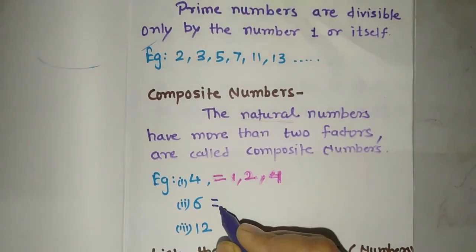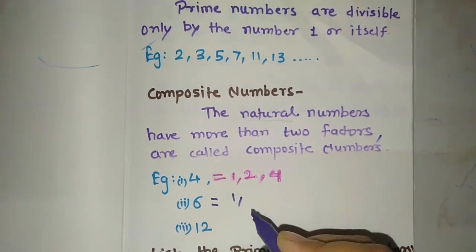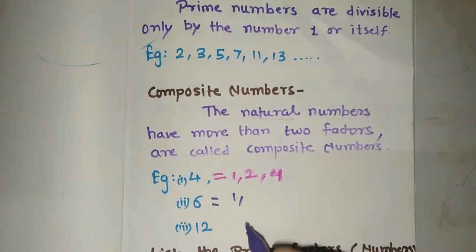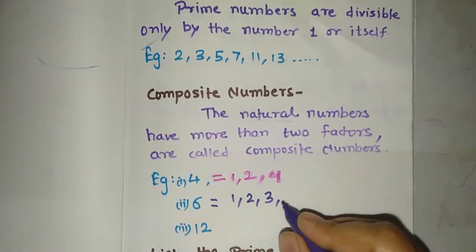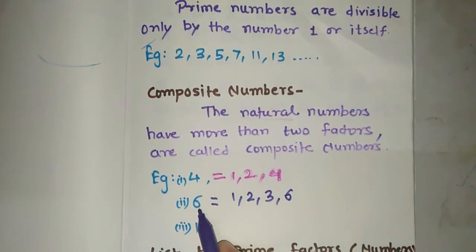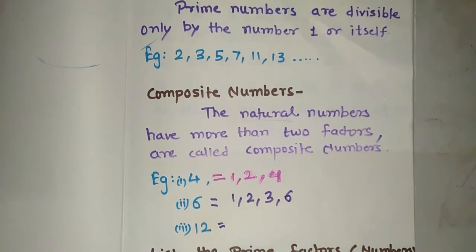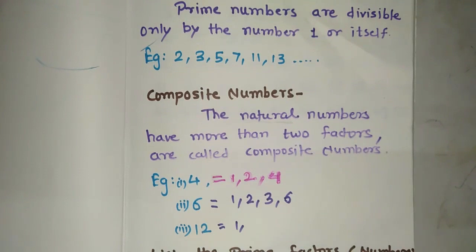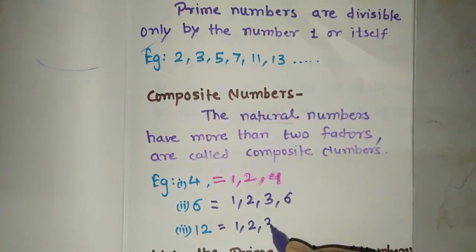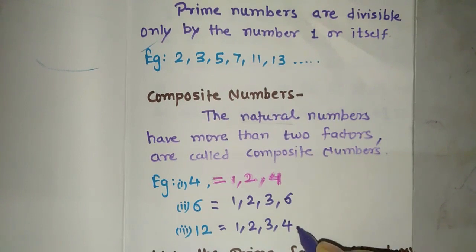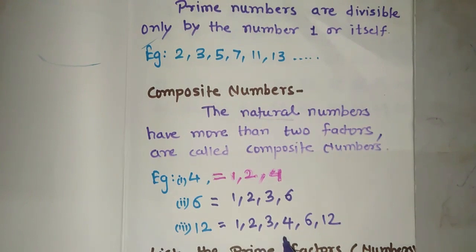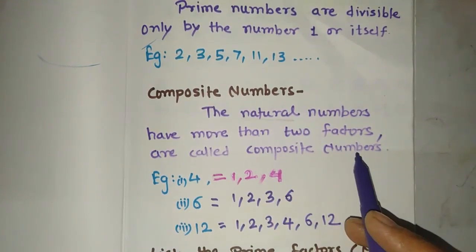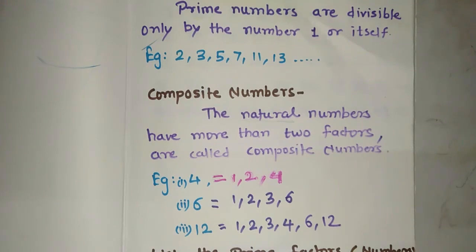Next example, see here. See the factors of 6. 1. 1 is a factor of every number. 2, because 2 threes are 6, 3 and the number itself. So again 6 has more than two factors. So 6 is a composite number. Now again see 12. 1, 2, 3, 4, 6 and 12. So 12 also has more than two factors. So 12 is also a composite number. There are so many composite numbers.